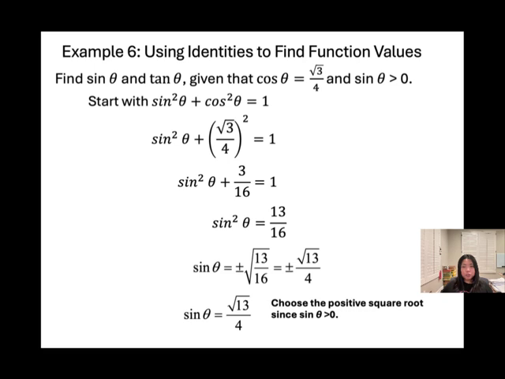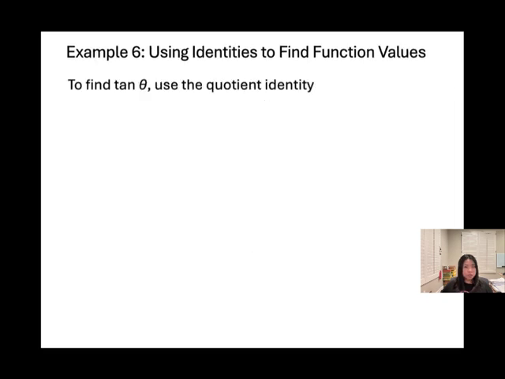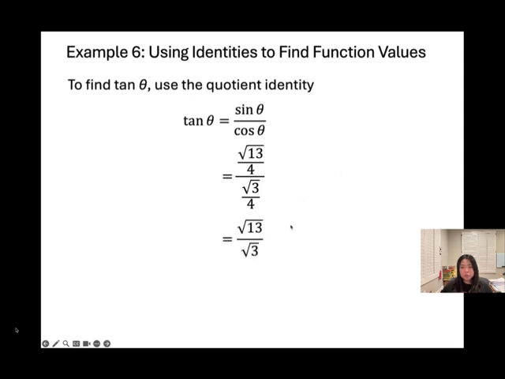Okay, now we want to find the tangent theta. So we'll be using the quotient identity. Tangent theta will be equal to sine over cosine. We found the sine theta already, and cosine theta is given. Now we have square root 13 over 4 divided by square root 3 over 4. So the 4s cancel out, and I'm only left with square root 13 over square root 3.